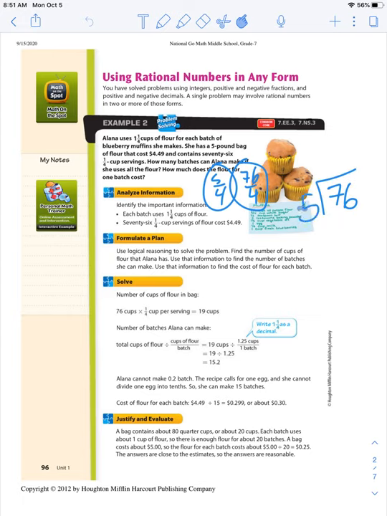I'm going to set this up as long division. 5 goes into 7 one time. There's 2 left over. Drop the 6. And 15, and you have 1/5 left over.